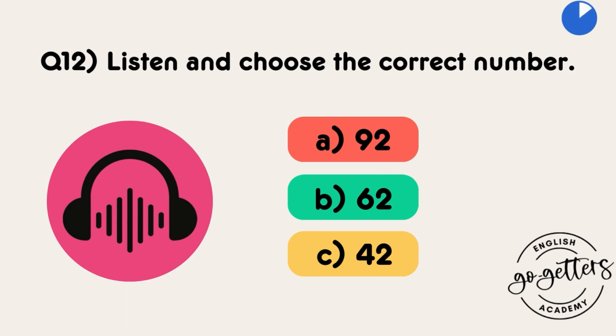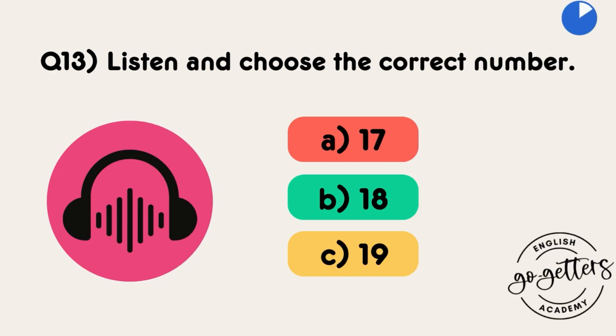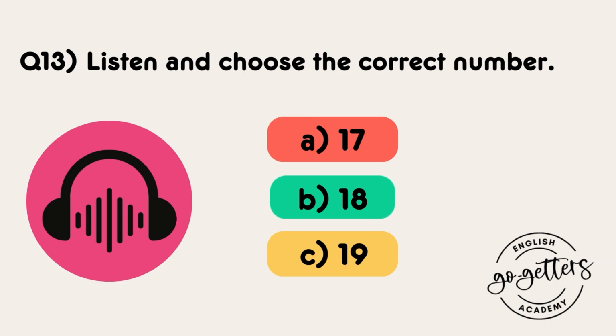Question 12. The number is 42. 42. And the correct answer is letter C, 42. Question 13. The number is 18. 18. And the correct answer is letter B, 18.